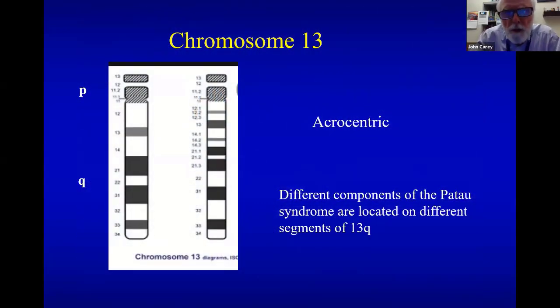So chromosome 13, this is an acrocentric chromosome, meaning that the centromere is toward the top, and this satellite here doesn't really have any genes in it. And that becomes important in the common chromosome 13 translocations that we're going to talk about in a moment.